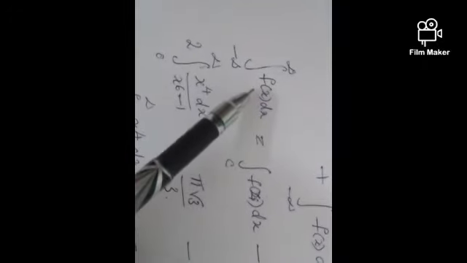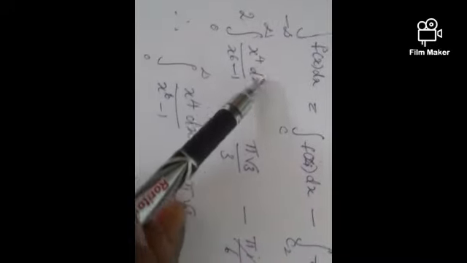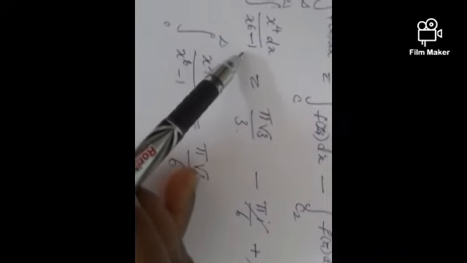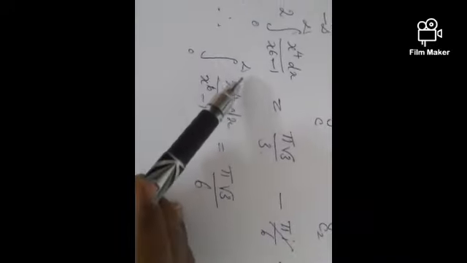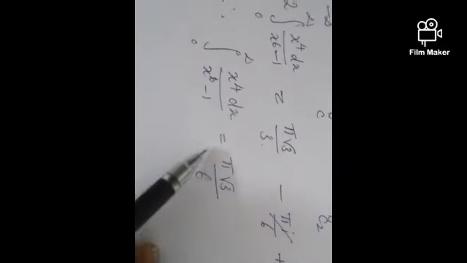Here this function is an even function. Therefore 2 times the integral from 0 to infinity of x^4 dx divided by (x^6 minus 1) gives us the integral from 0 to infinity of x^4/(x^6 minus 1) dx equal to π√3/6. That's all. Thank you.